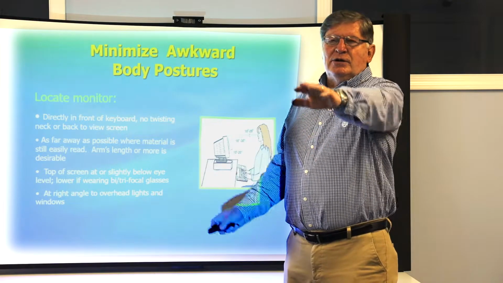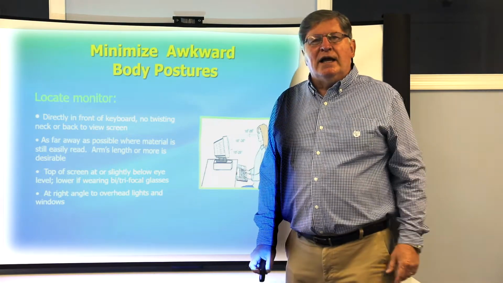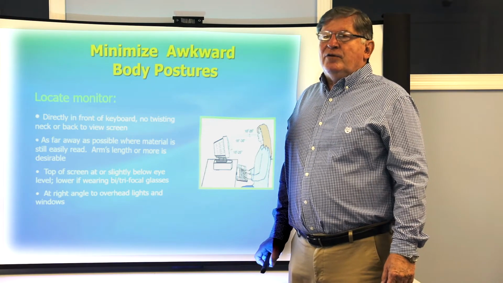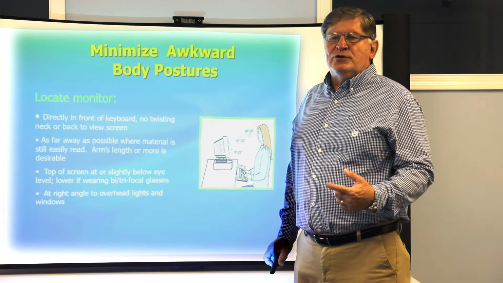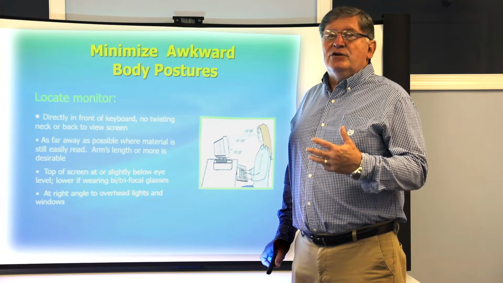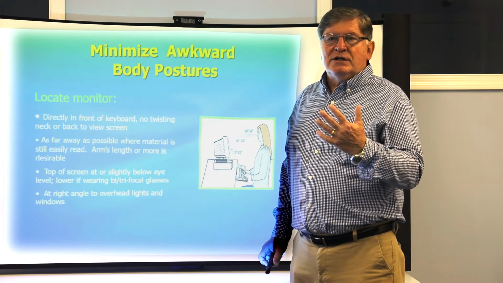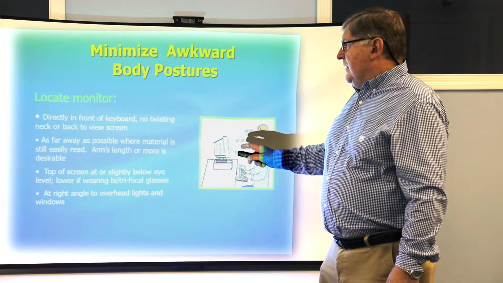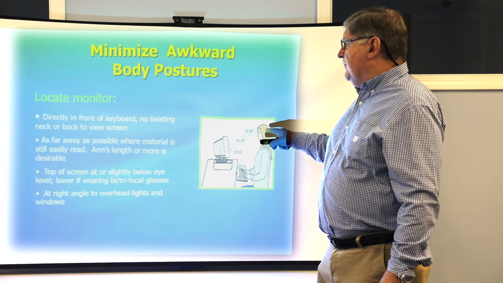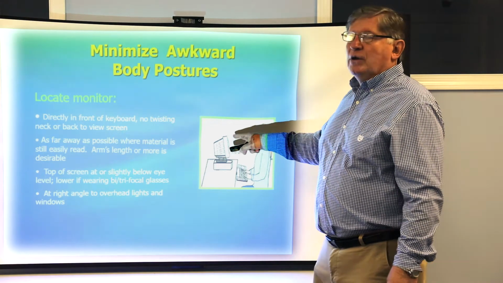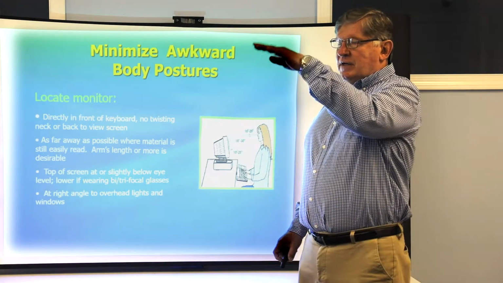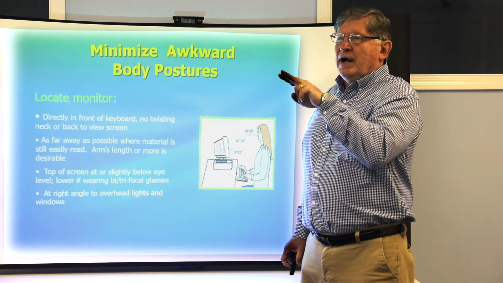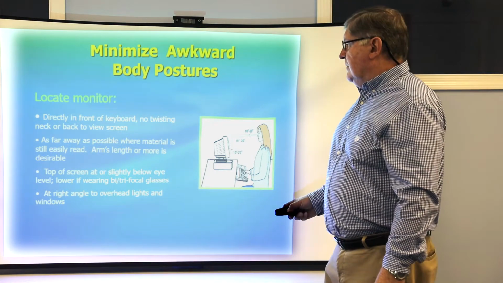Generally, we recommend that your monitor be about arm's length from you, but that will vary with people and their eyesight. If you're wearing glasses, any sort of corrective glasses, then you may have to adjust that distance to be able to get the ideal focus. And the top of the screen generally should be slightly below eye level. That puts you in the right position to simply move your eyes to see the monitor correctly.